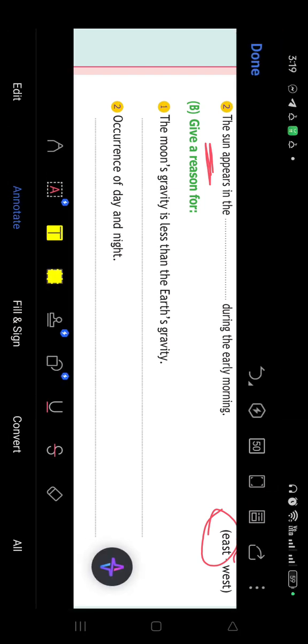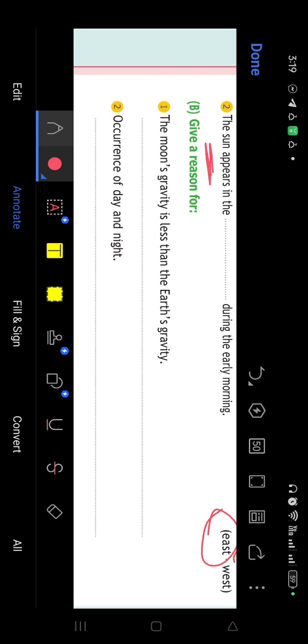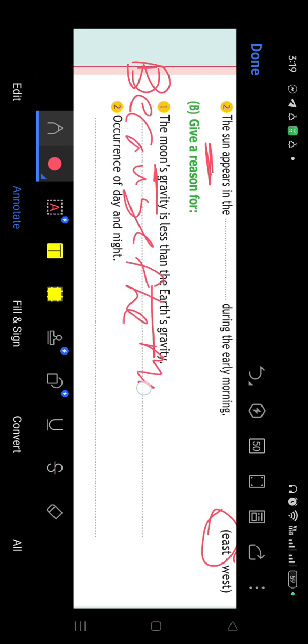Give a reason for the moon gravity is less than the Earth's gravity. It will be the moon gravity is less because it depends on something. You remember the factors affecting the gravity? Yes, the mass. Because the mass of the moon is less than the mass of the Earth. So we can say due to the difference, or because the moon has less mass.